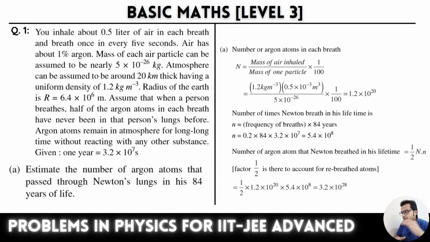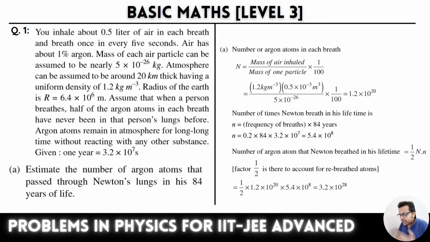If you can imagine, first let us calculate how many argon atoms we are inhaling in every breath, because ultimately we have to calculate how many argon atoms are inhaled by Newton in 84 years. Once we know that, we can easily calculate how many breaths he has taken in 84 years, because for every 5 seconds there is one breath. For 1 year, we can easily calculate because the number of seconds is given.